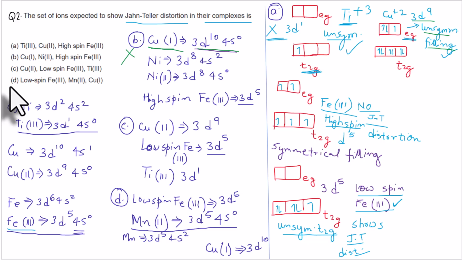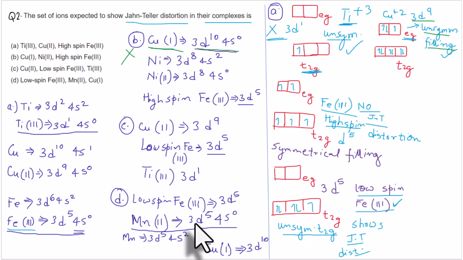But let's check option D also for our satisfaction. Option D has low spin Fe3+. Yes, it will be unsymmetrically filled. Just now we saw low spin Fe3+ has unsymmetrically filled t2g. Then manganese 2+. What about manganese 2+? Do we have manganese 2+ anywhere? Yes, 3d5. It's not given whether it is low spin or high spin.